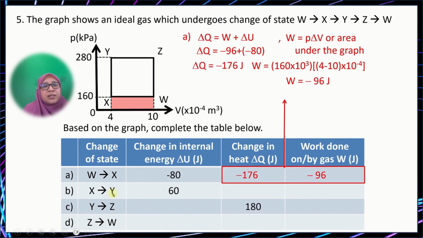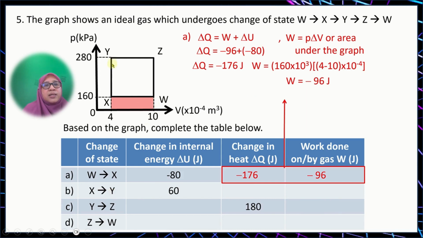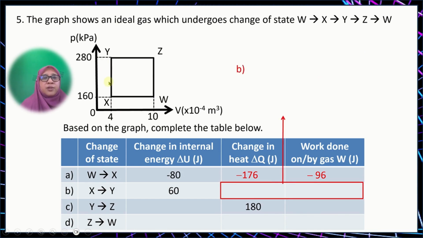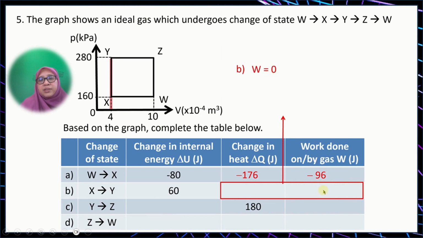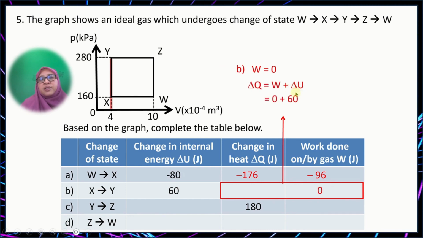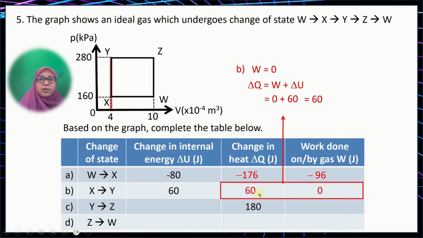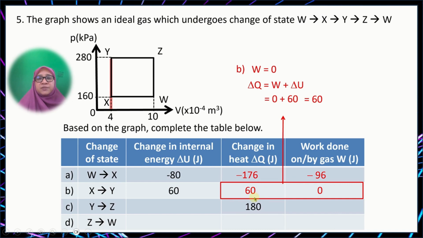Next, X to Y. X to Y is a constant volume, so the work done is automatically 0. For the change in heat, we use the first law of thermodynamics. We substitute work 0 plus the internal energy given, 60. So you get delta Q positive 60.